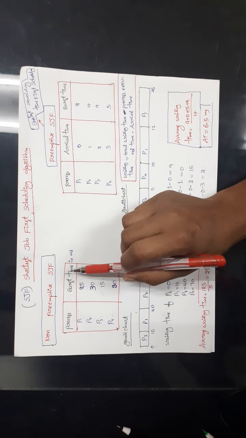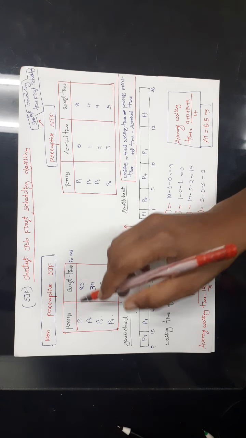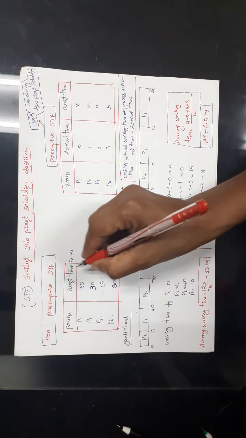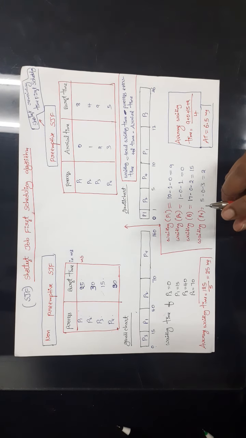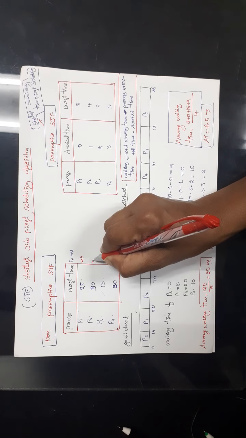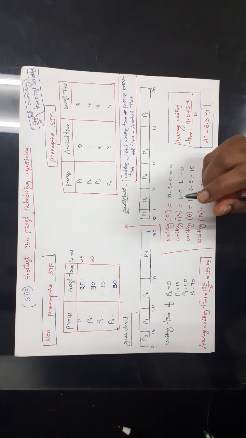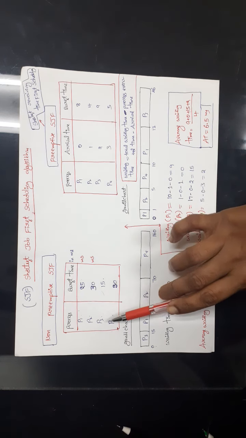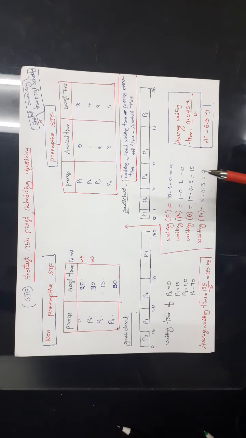The burst times of these processes are 25, 30, 15, 90. That means process P1 requires 25 milliseconds of CPU time in order to finish its execution, and P2 requires 30 milliseconds of CPU time in order to finish its execution. Like that, for P3 we have 15 milliseconds, and P4 90 milliseconds.